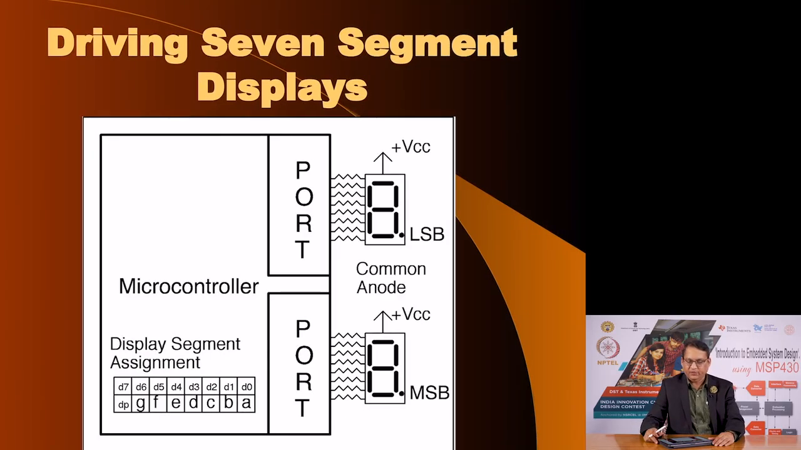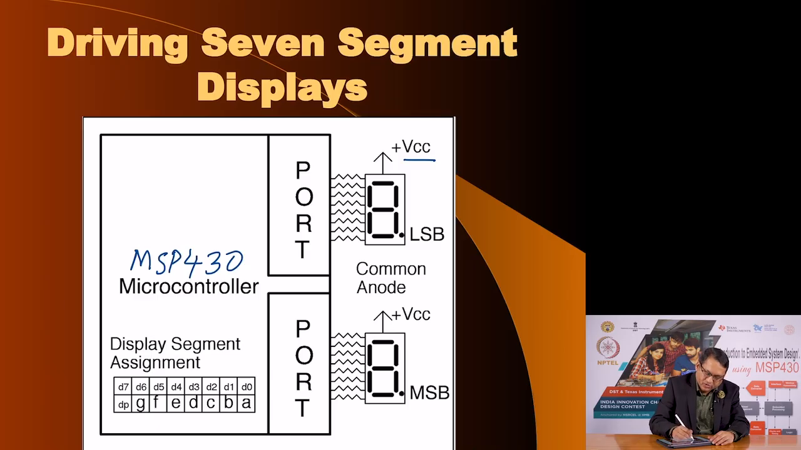The second method would be to use common anode LEDs. Now, here the anodes are common, therefore, it is connected to VCC, and the cathodes are the segments, A, B up to DP, they are connected to port pins. This is your MSP 430 microcontroller, and here the calculations will be the same as we saw. This is low side control, and so the resistor value will be equal to VCC minus VLED minus VOL divided by the current that you require.